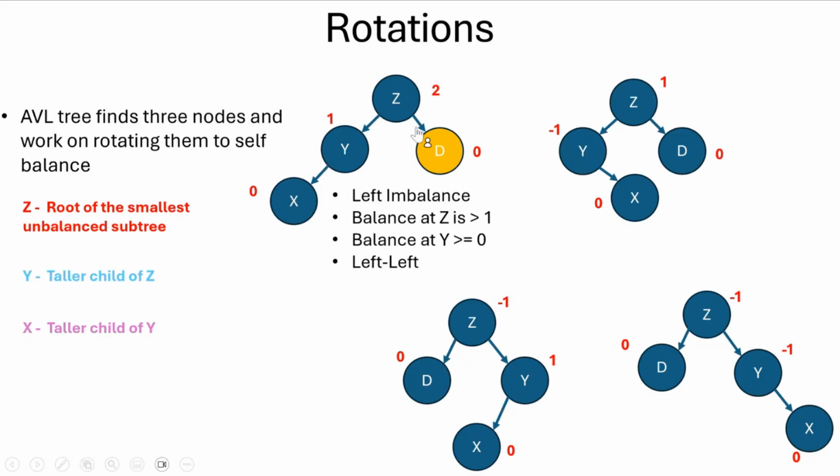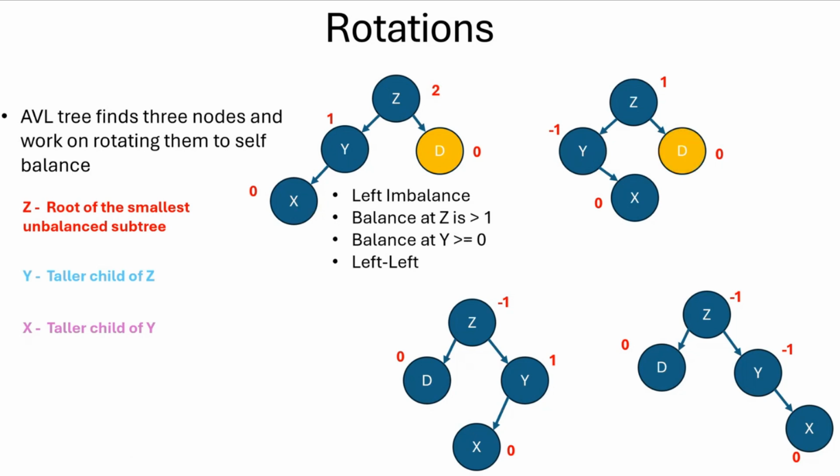So it is the left imbalance. For z, it is the left imbalance: balance at z is greater than 1, and balance at y is greater than or equal to 0. It means it is left-left imbalance. This is how we check the left imbalance in a delete operation. It is a little bit different from the insert operation. This is one of the differences between AVL insert and delete operations. So this is the left case.